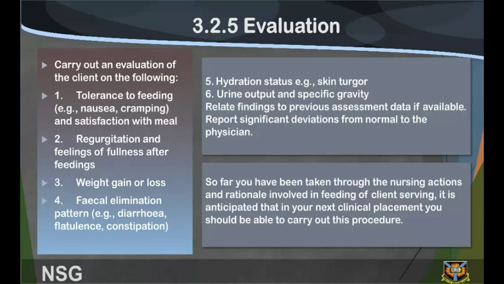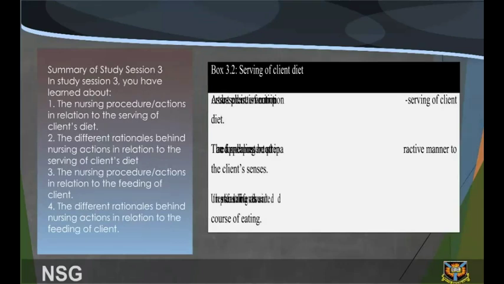So far you have been taken through the nursing actions and rationale involved in the feeding of clients. It is anticipated that in your next clinical placement you should be able to carry out this procedure. Summary of Study Session 3. In Study Session 3, you have learned about: 1. The nursing procedures and actions in relation to the serving of the client's diet. 2. The different rationales behind nursing actions in relation to the serving of the client's diet. 3. The nursing procedure or actions in relation to the feeding of the client. 4. The different rationales behind nursing actions in relation to the feeding of clients.